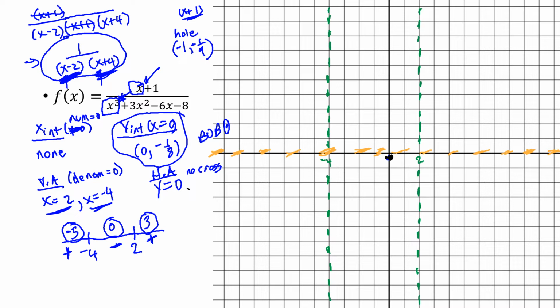So let's use our sign chart to see how everything goes. And keeping in mind, we already said that it will not cross the horizontal asymptote. So we know that to the left of -4, we're going to have a positive value. To the right of -4, we're going to have a negative value. To the left of +2, we're going to have a negative value. And to the right of +2, we're going to have a positive value.